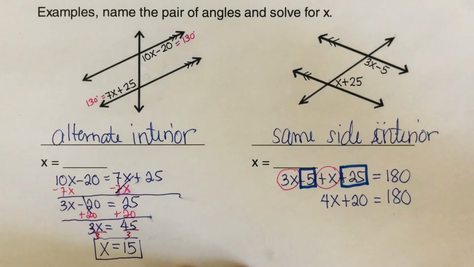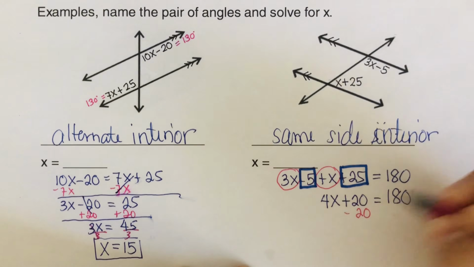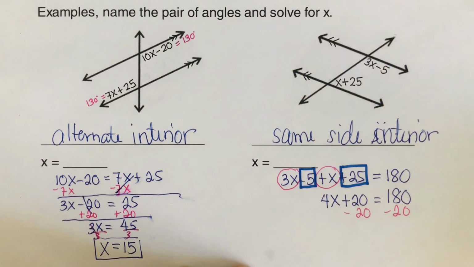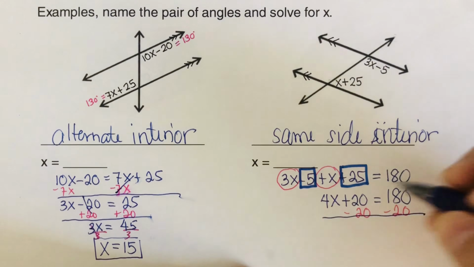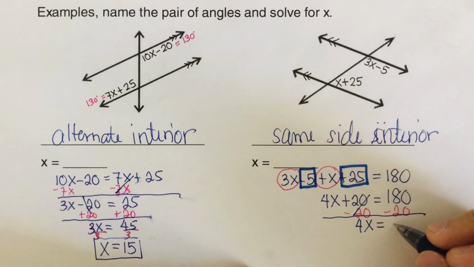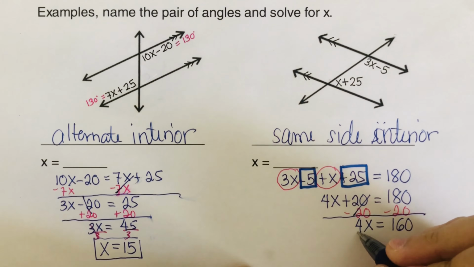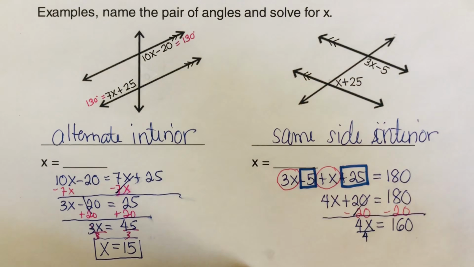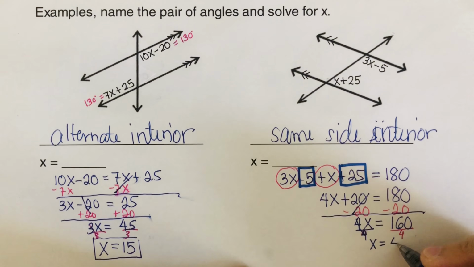So then from here, we subtract 20 from both sides, minus 20 here. So we are left with 4x is equal to 160. And we divide both sides by 4. Divide this by 4. So both of them divided by 4. So we can cross this out. So we're left with x is equal to 40. Okay, so the x is 40.